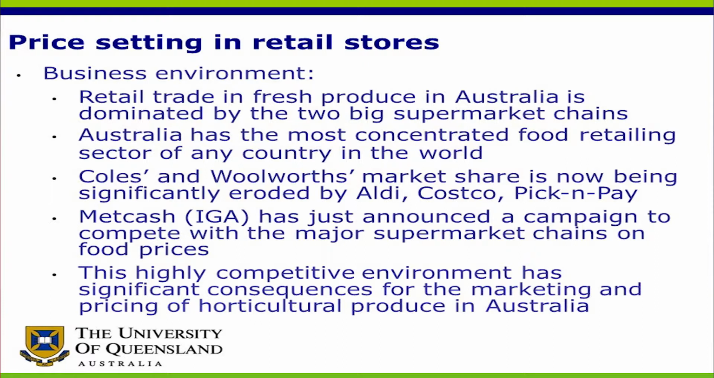Retail trade in food items is dominated by the 2 big supermarket chains in Australia, Coles and Woolworths, whose market share is now being significantly eroded by newcomers such as Aldi, Costco and Pick n Pay, while others like IGA have just announced a campaign to compete with the supermarkets on food prices. Australia has the most concentrated food retailing sector of any country in the world, with a very high percentage of retail trade, perhaps up to 80% of some lines, being held by the 2 big supermarket chains.